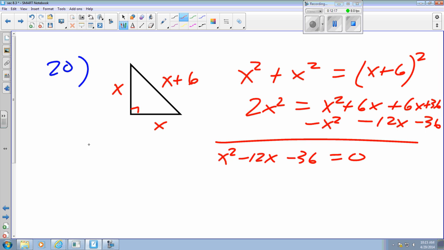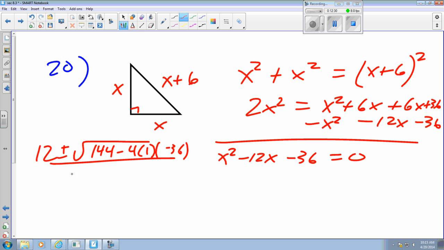Plug it into the quadratic formula. I get x equals negative negative 12 plus or minus the square root. Negative 12 squared is 144 minus 4 times 1 times negative 36 all over 2 times 1. I know negative times negative is positive, so I'm going to add 144 to 144, which gives me 288.